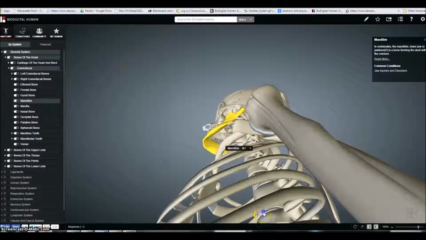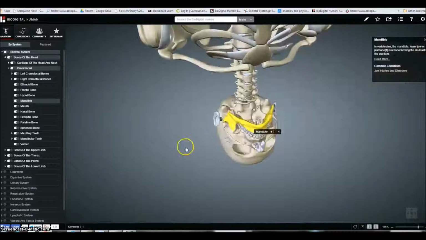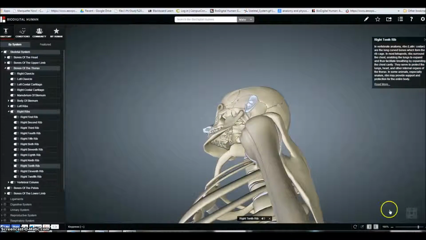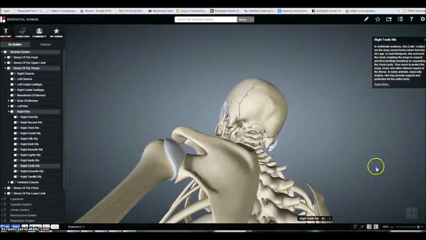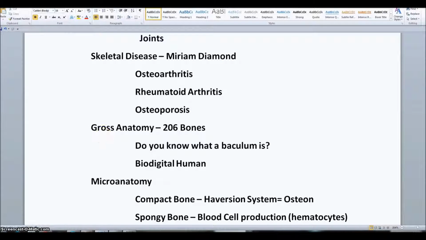You can look at any system in the body. You can turn it upside down, and you can see it from all angles. It's a pretty neat app, or a pretty neat program, and I do like to use it. But you have to have an updated Flash and everything to use it. Okay? So let's go back.